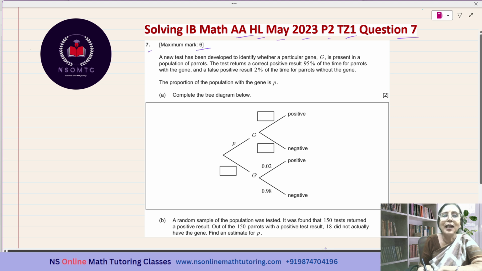The maximum mark is 6. It says a new test has been developed to identify whether a particular gene G is present in a population of parrots. The test returns a correct positive result 95% of the time for parrots with the gene and a false positive result 2% of the time for parrots without the gene. The proportion of the population with the gene is P. So, part A's question is: complete the tree diagram given below.